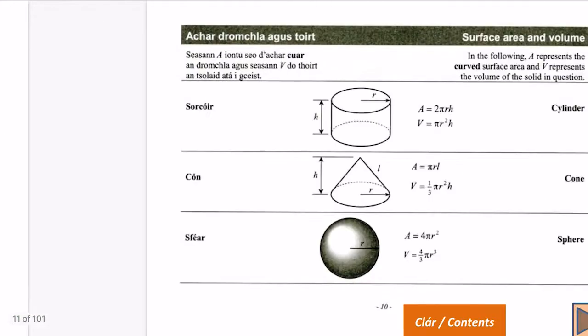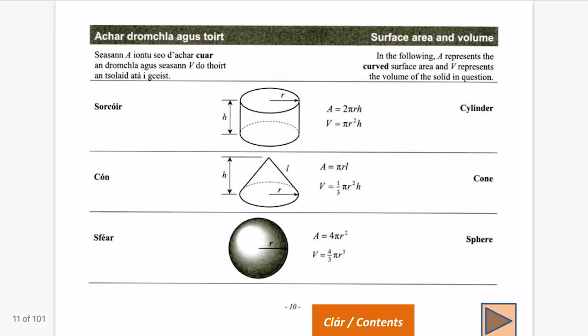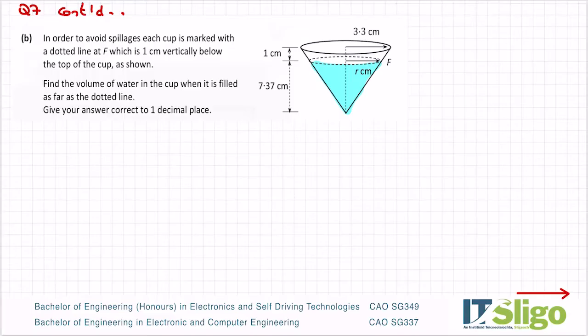Right. Okay, find the volume of water. So let me go back to the log tables again. To my cone, volume is 1/3 pi r squared h. So volume of a cone is equal to 1/3 pi r squared h. So for this I need the radius and the height. Okay, so I have the height up to the dotted line. It's 7.37. I don't have the radius. So I need to find that radius first to find the volume of water in the cup. Right, so how do I get that?